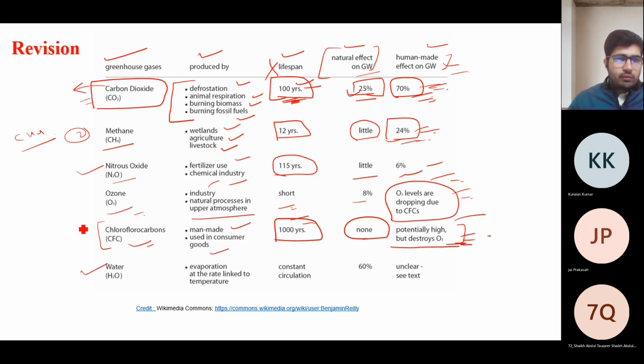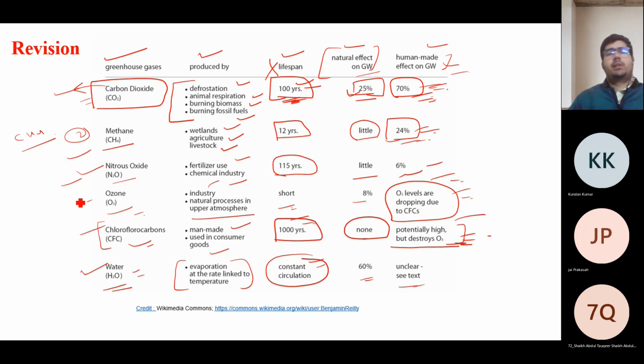The last one is water, H2O. Its evaporation is at a rate linked to the temperature, okay, constant circulation. So it's a natural process, cloud formation and all. It's in constant circulation. Natural effect 60%, human made, it's unclear. Okay. So it's not an issue. The major issues are CO2, methane, nitrous oxide, ozone, and CFCs.